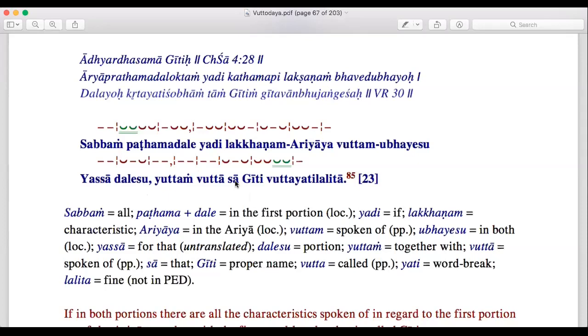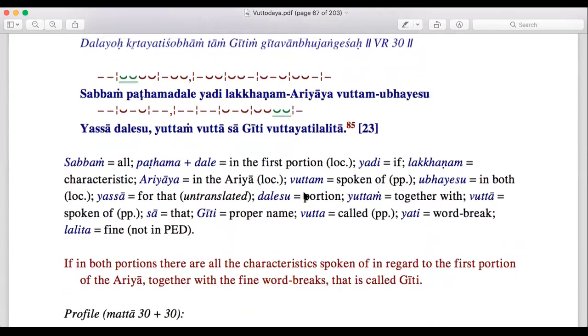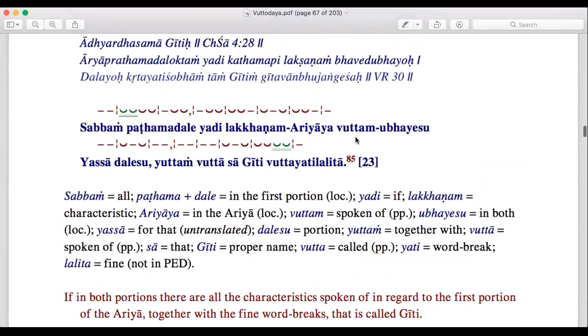Vutta sa giti, sa, that verse. That verse is called giti. And another thing is that vutta yati lalita, that verse should be decorated with the aforementioned word breaks. Okay, so there should be word breaks also. So that is Arya verse.